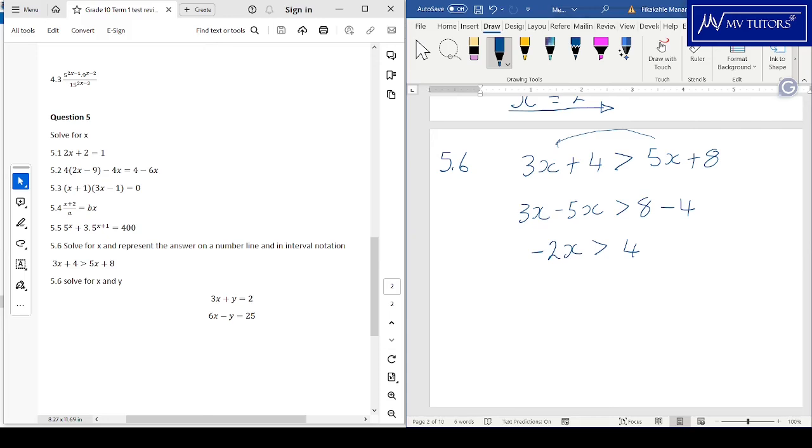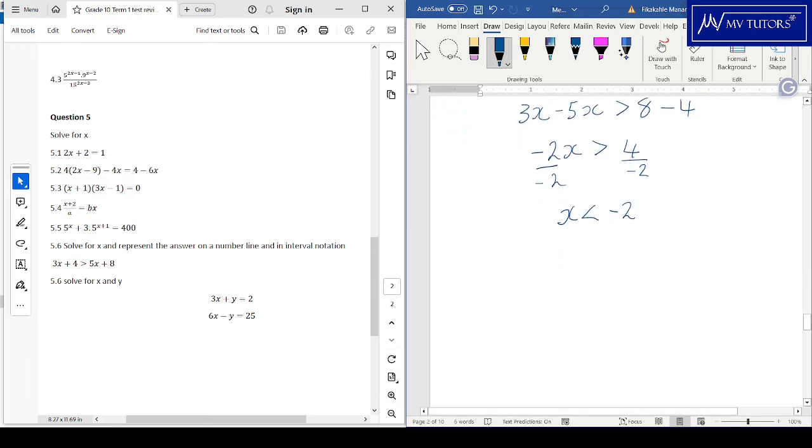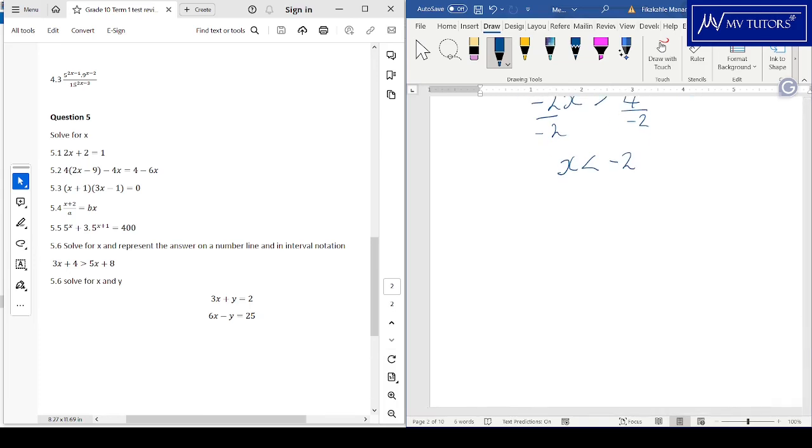Now, there is a rule that if you divide both sides by a negative number, you have to change the sign, so it's less than instead of greater than. Now it becomes x less than 4 divided by negative 2, which is negative 2. Okay. Now the question said represent this on a number line.